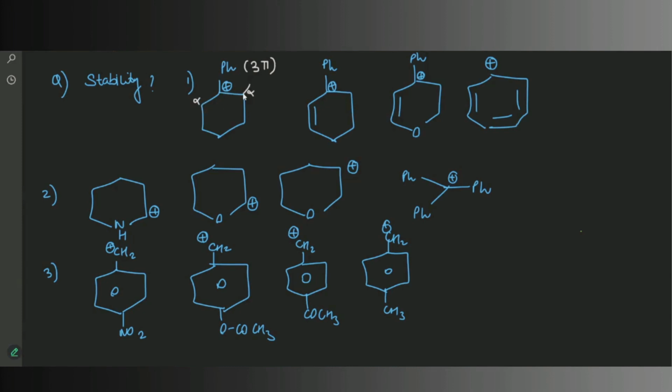So how many alpha hydrogen it has? 2 and 2. So total 4 alpha hydrogen. So I'm going to write like this, that 3 pi is stabilizing resonance and then 4 alpha hydrogens are stabilizing it. Then in the second one, again you have a phenyl.